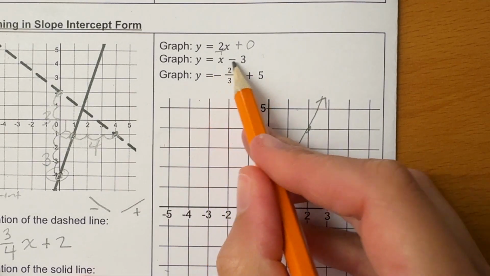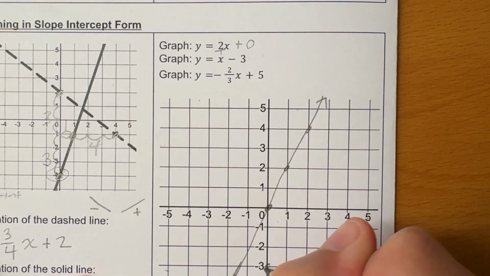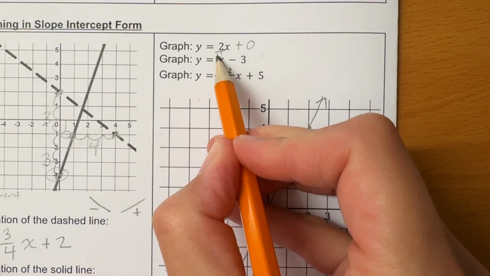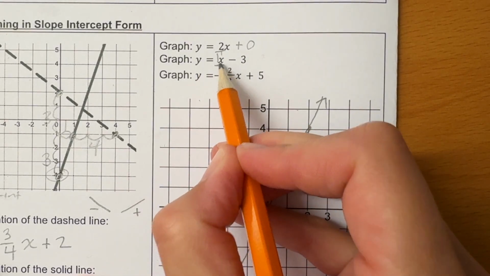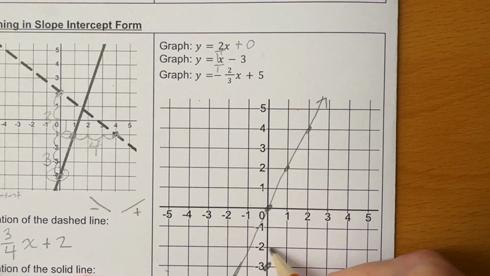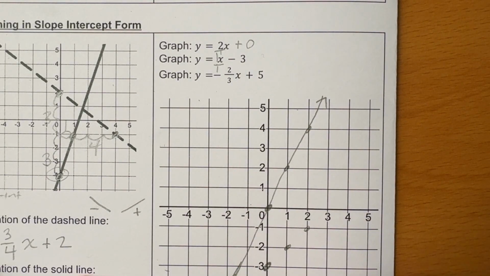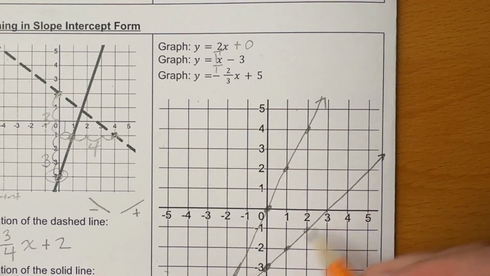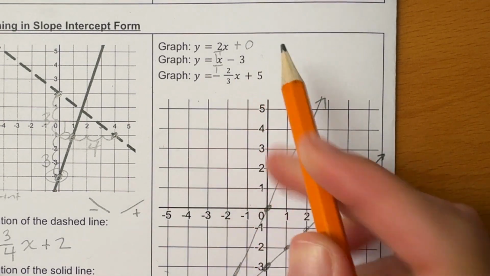Over here, I have y equals x minus 3, so I'm going to start at a y-intercept of negative 3. And this time, what's my slope? My slope is a 1, okay, right? That's 1x, which is 1 over 1. So I'm going to go up 1, right 1, up 1, right 1. Looks like this. Okay, this was y equals x minus 3.